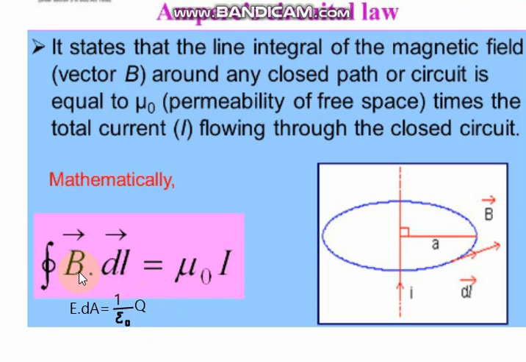Here, instead of E dot dA, we have the line integral of B, which is equal to mu naught times the current, because now we are dealing with moving charges or currents. So instead of static charges, we have replaced that by I, and 1 over epsilon naught is replaced by mu naught, and this side is replaced by the line integral of B around the closed path, which is shown in the form of a circle over here.